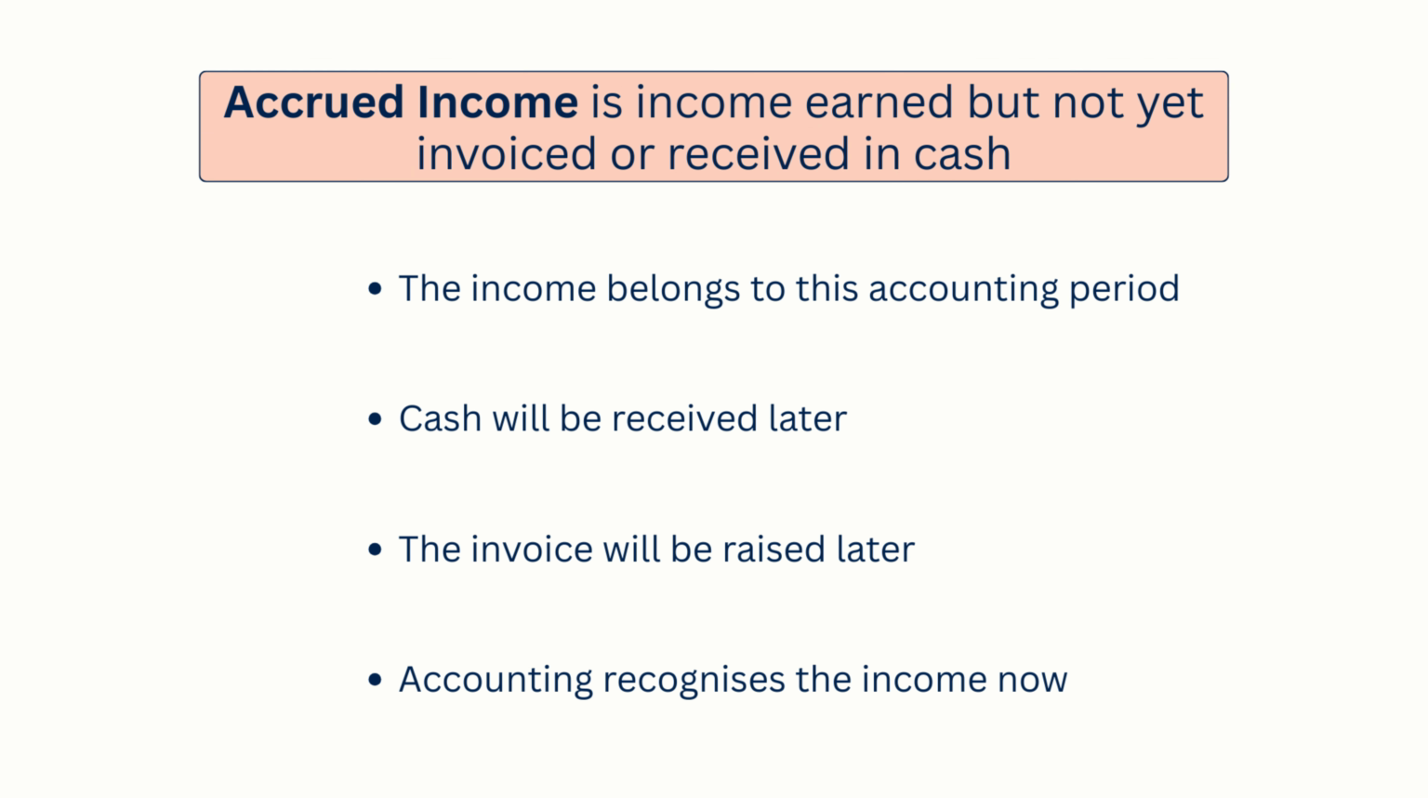Accrued income is income earned but not yet invoiced or received in cash. The income belongs to this accounting period. The invoice will be raised later and cash will be received later. Let's now apply this to a practical example.